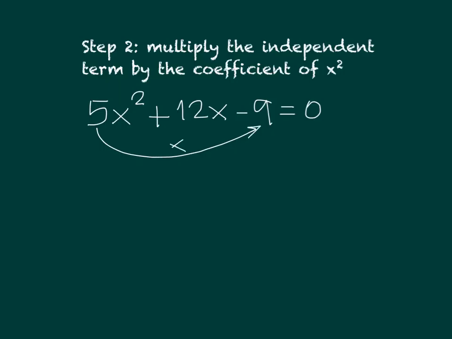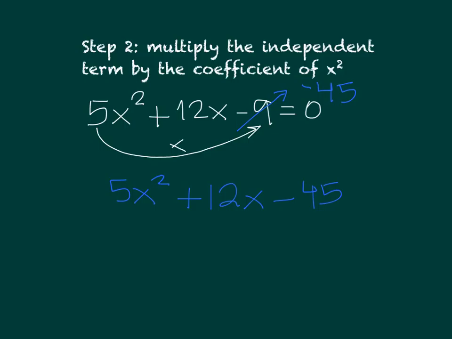And that new value is going to substitute the independent term. So instead of 9, you will have 9 times 5, negative 45. By doing so, you get to this expression, x squared plus 12x minus 45, okay? As you multiply times 5, at the end of the exercise, you will have to divide by the same number that you multiplied.